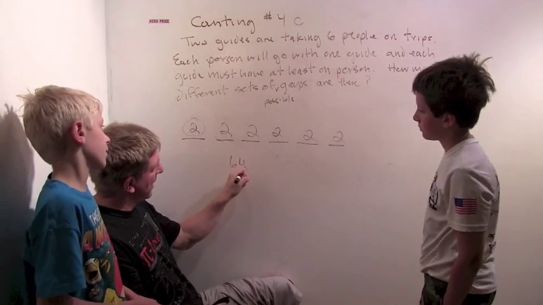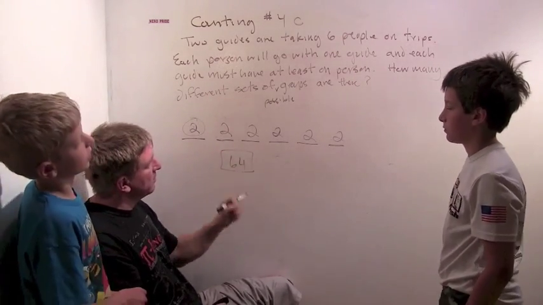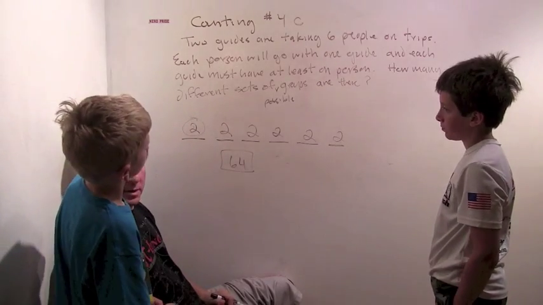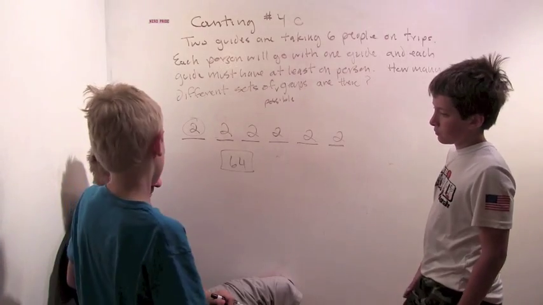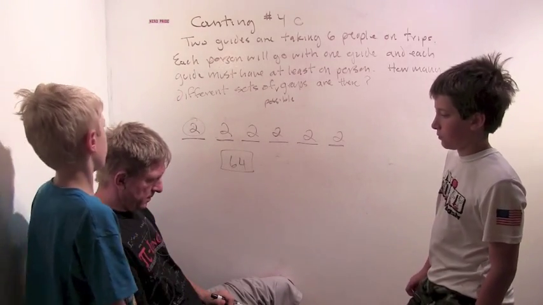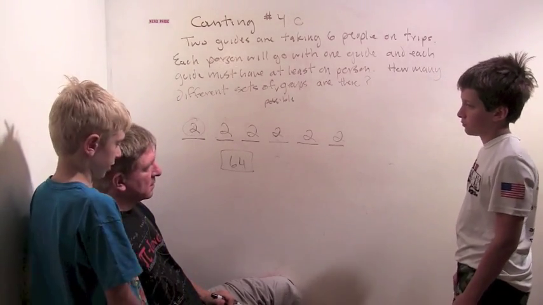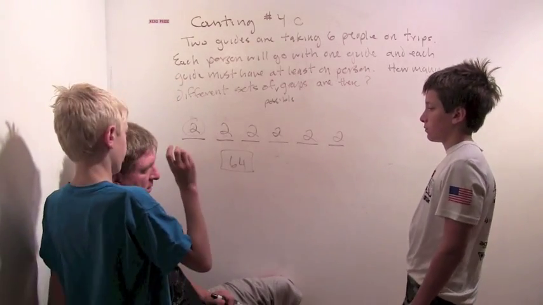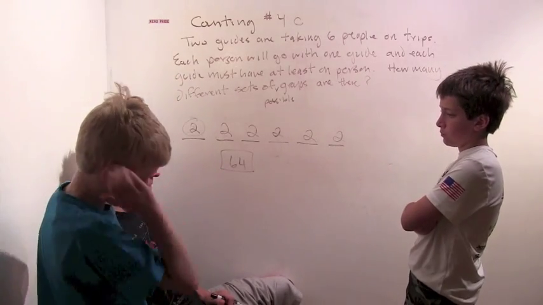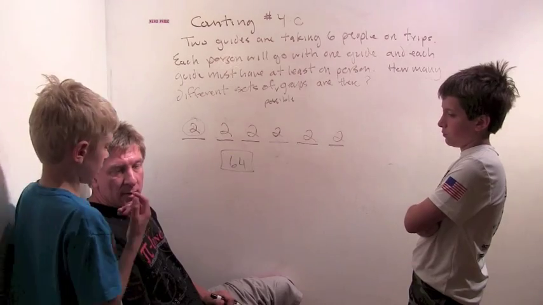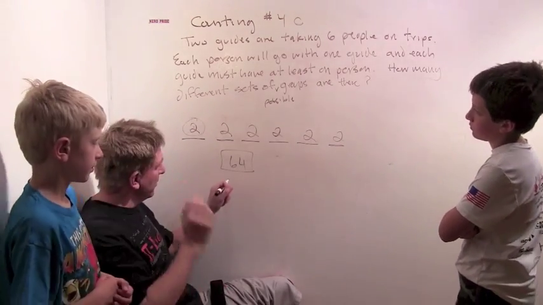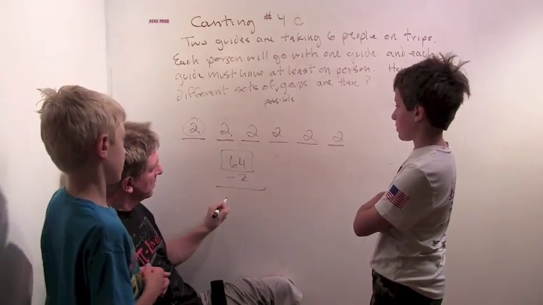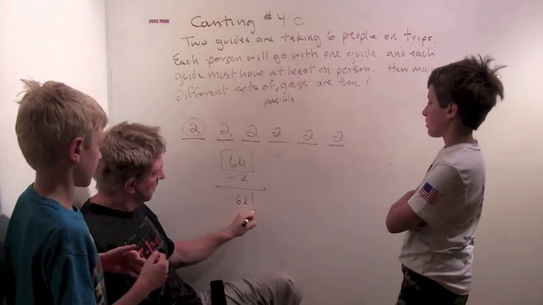Now we have to go back and figure out the selections that don't work. There are two selections that don't work: one where guide 1 takes all 6 and guide 2 takes none, and one where guide 1 takes none and guide 2 takes all 6. So we have to take away 2 from this, which gets us to 62, like we got last time.